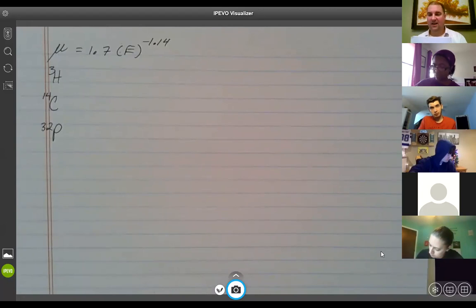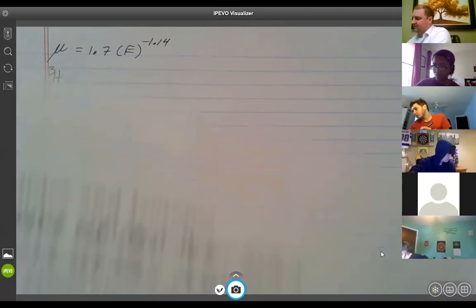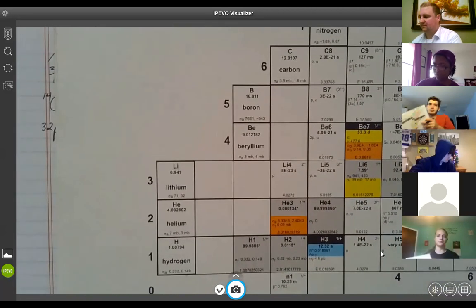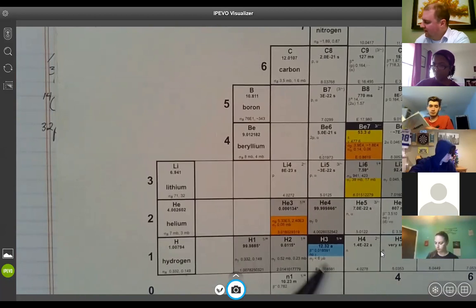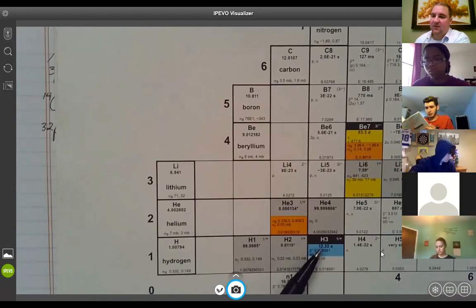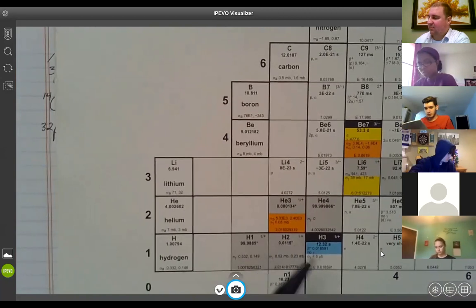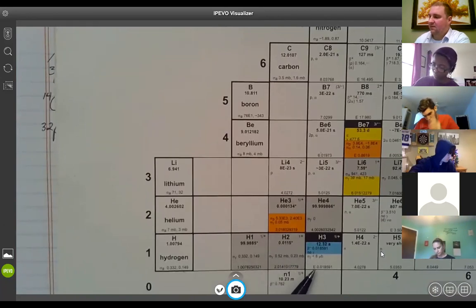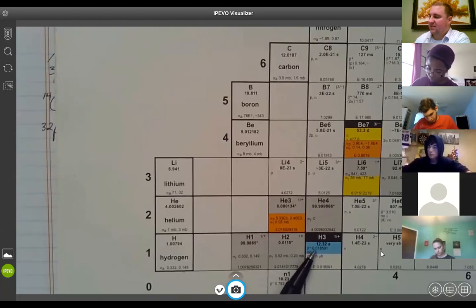Looking at your chart of the nuclides, you can find these beta endpoint energies on the chart. If it's radioactive, and you're lucky, because it's not always on there, but I chose nuclides where it was, they don't always give you the energy, but they do often give you the beta endpoint energy.